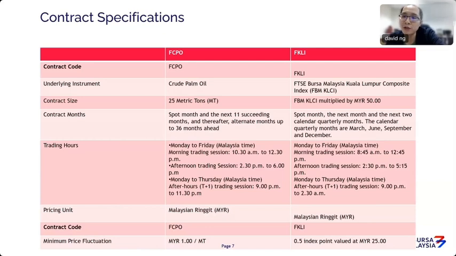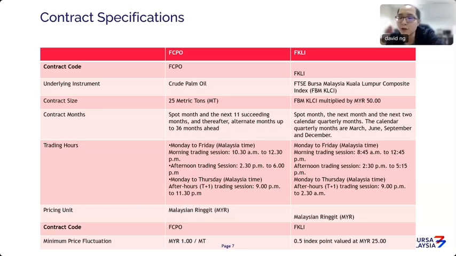So keep in mind, contract size for SCPO is 25 metric tons. It's physically settled. So if you're trading CPO contracts, be very mindful of the expiry date. And the expiry is always on the 15th of the calendar month. And trading hours are slightly different between both. CPO starts a bit later. It starts at 10:30 in the morning to 12:30 for the first session. The second session starts from 2:30 right until 6. And we now have a T+1, the night session trading, which starts from 9 p.m. to 11:30.